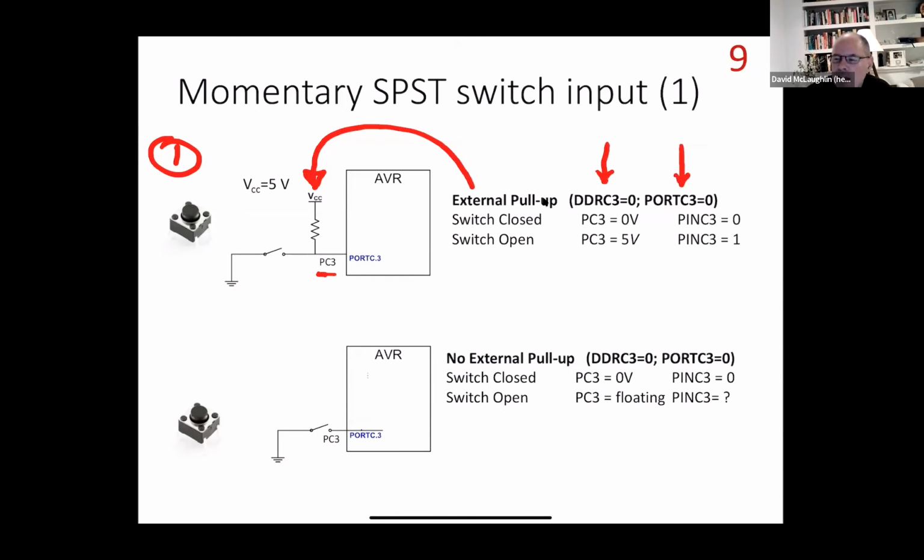Port C3, I would have set that to 0, which means I'm not using the internal pull-up resistor. That's what that means. I'm not using the internal pull-up, okay? So now let's just look at what happens. First, let's look at the case when we close the switch.